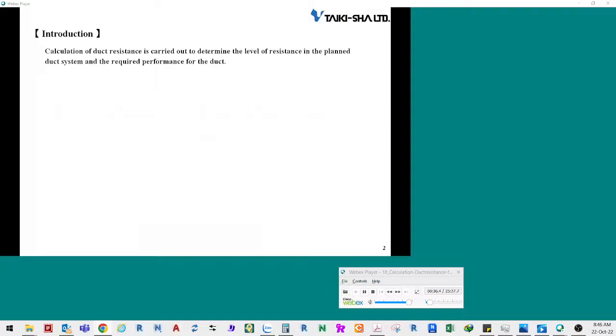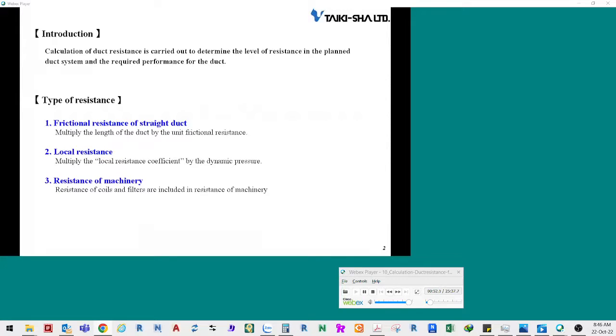Some key points when selecting fans will also be described. Introduction. Calculation of duct resistance is carried out to determine the level of resistance in the planned duct system and the required performance for the fan. Resistances are subdivided as follows. 1. Frictional resistance of a straight duct. 2. Local resistance. 3. Resistance of machinery.